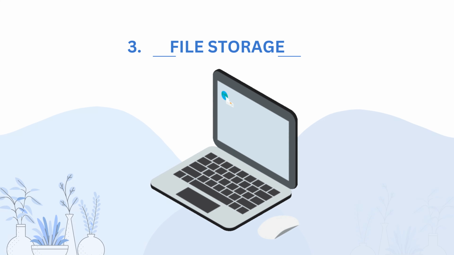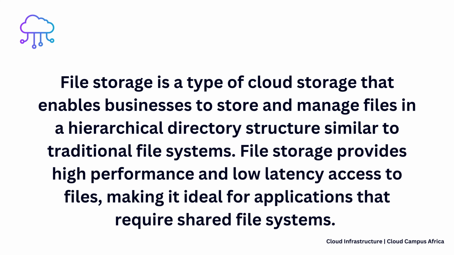And finally, file storage. File storage is a type of cloud storage that enables businesses to store and manage files in a hierarchical directory structure similar to traditional file systems. File storage provides high performance and low latency access to files, making it ideal for applications that require shared file systems. Examples of file storage services include Amazon Elastic File System, Azure File Storage, and Google Cloud Filestore. If, for example, Burg Donkey wants to deploy a shared storage system for their offices across Africa, they could use file storage to create a central file system that is accessible from anywhere.